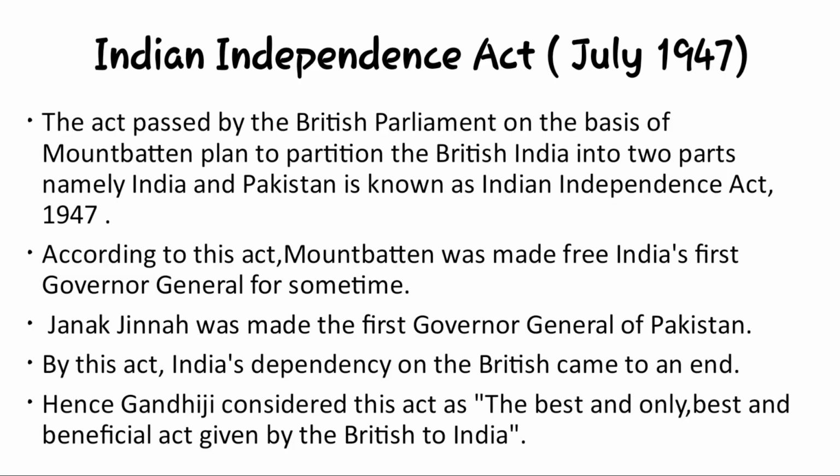Indian Independence Act of July 1947. The act passed by the British Parliament on the basis of the Mountbatten Plan to partition British India into two parts, namely India and Pakistan, is known as the Indian Independence Act 1947. According to this act, Mountbatten was made Free India's first Governor General for some time. Jinnah was made the first Governor General of Pakistan.